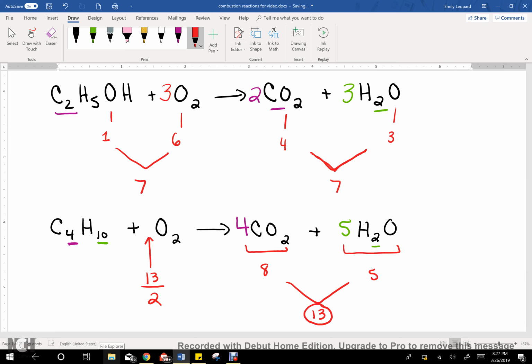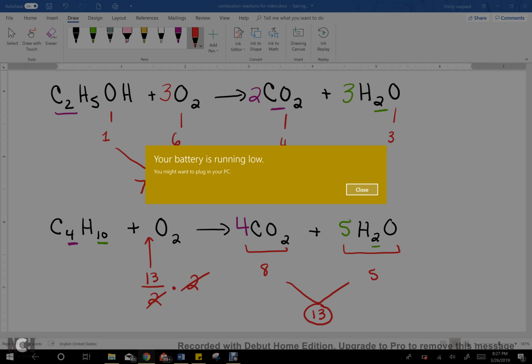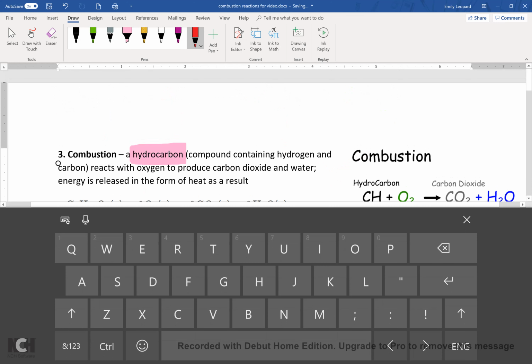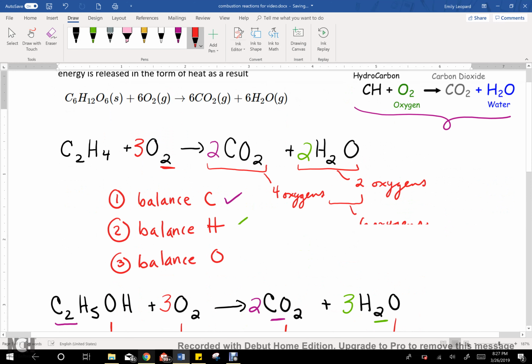Because this is O2, to find the number of oxygens that I have, it's always the coefficient times the subscript. So when I take 13 divided by 2, which is really like 6.5, and multiply it by 2, notice the 2's cancel out, and so I technically have 13 oxygens.